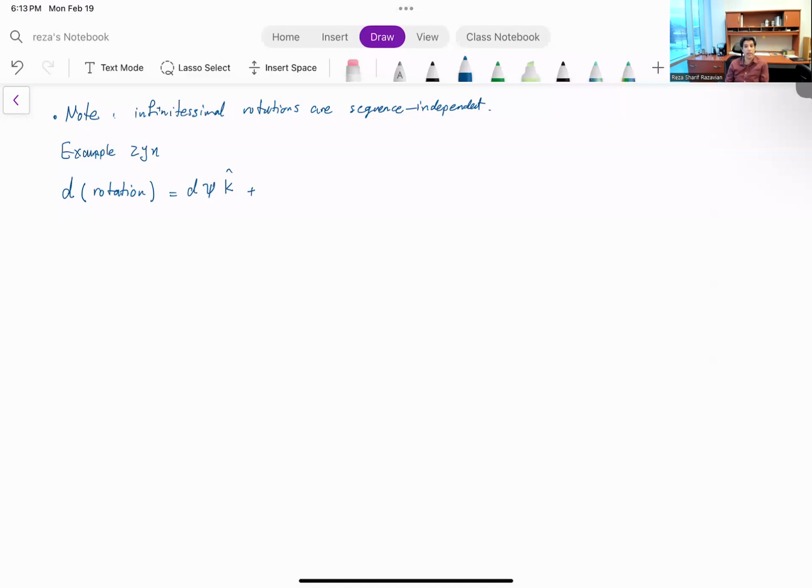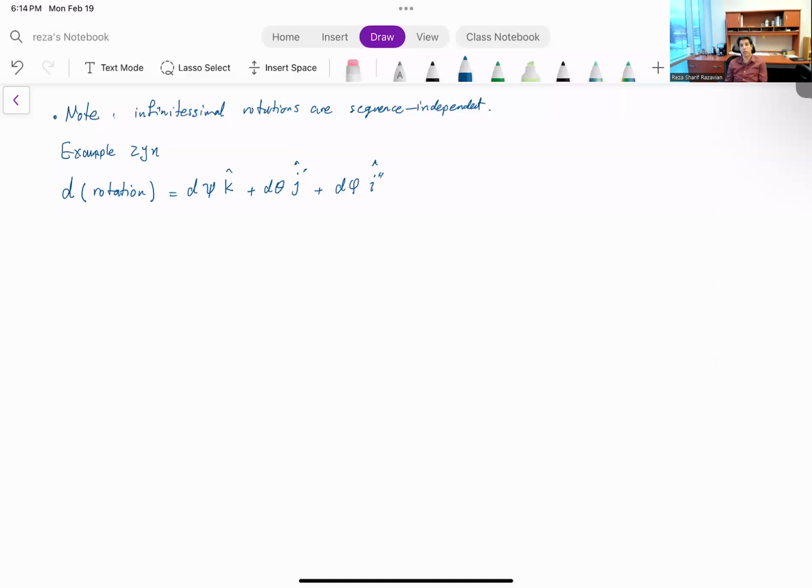Then I can now add them together because the order doesn't matter. I can use the addition sign. I have d theta, which is about my J prime. And finally, I have some d phi about X. This is I double prime, which is my final I.